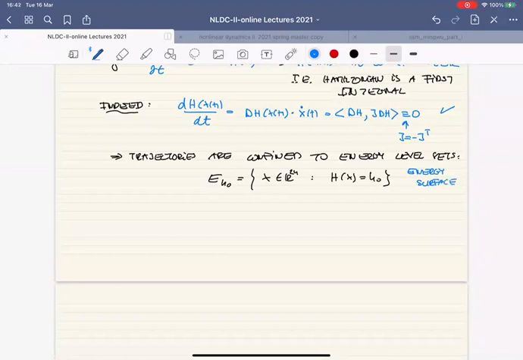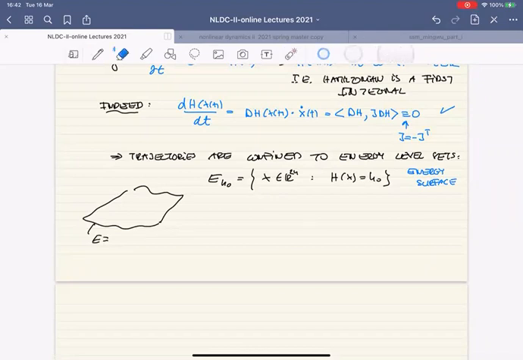But is that well justified? Is that really a surface? So in other words, when I draw something like this, H equals E, the Hamiltonian, not E. The Hamiltonian H of x equals H naught. This would be that set here.